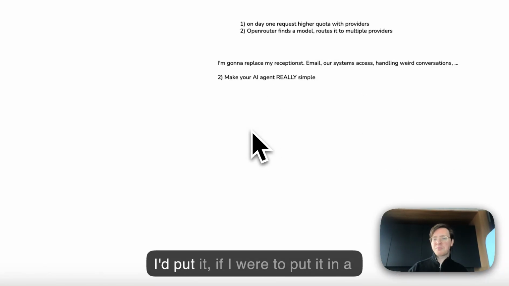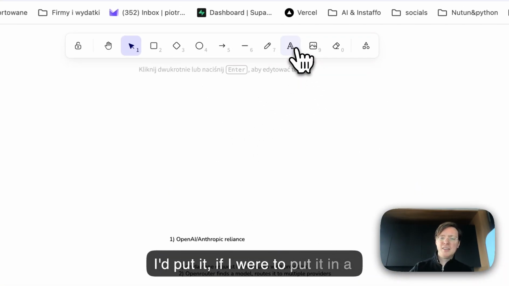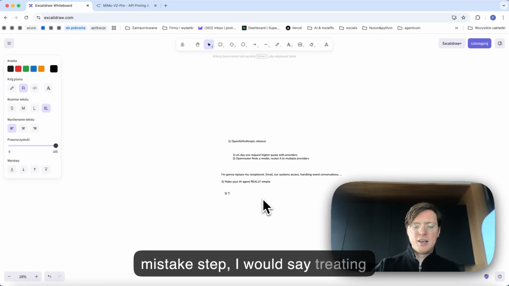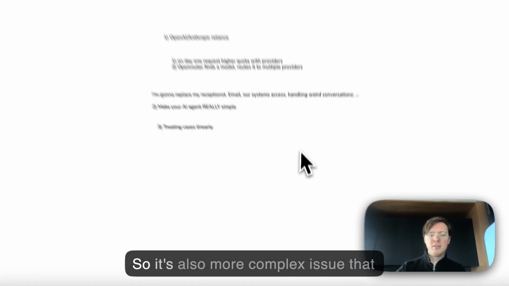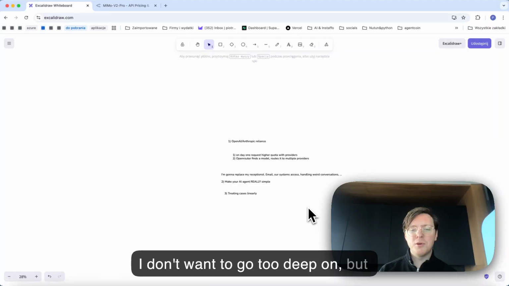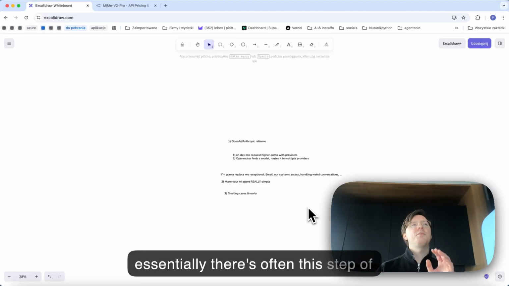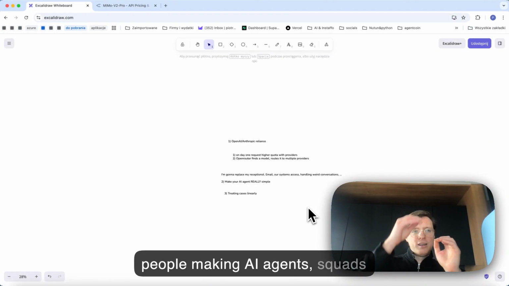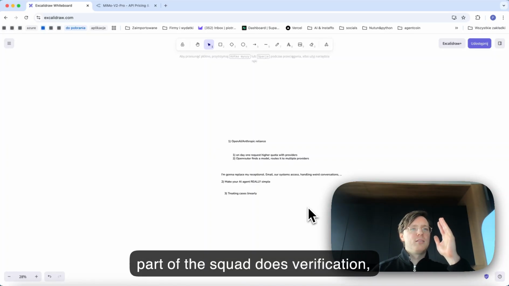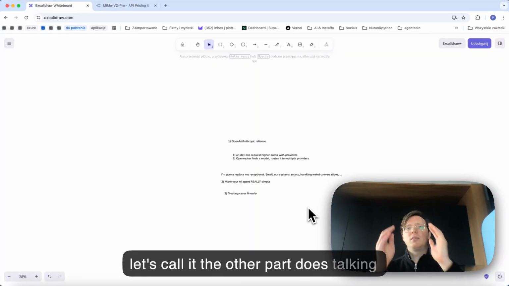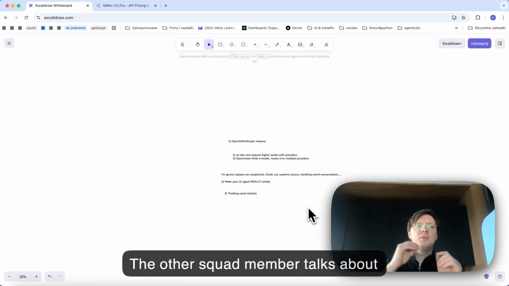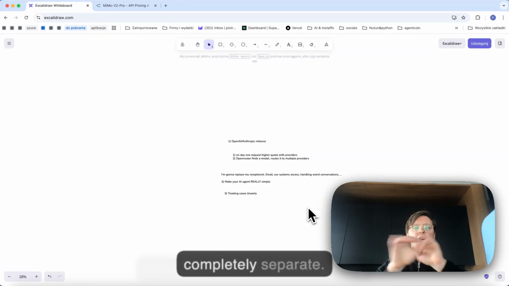So, if I were to put it as a mistake step, I'd say treating cases linearly. It's also a more complex issue that I don't want to go too deep on, but essentially there's often this step of people making AI agents squads, like on Vapi, for instance, where one part of the squad does verification, let's call it. The other part talks about certain details. The other squad member talks about other details, right? And they are completely separate.